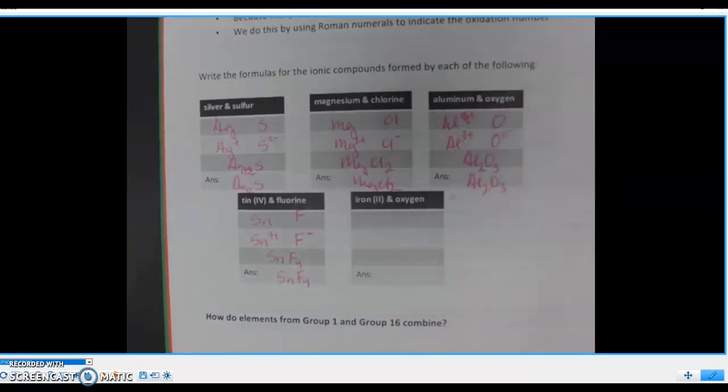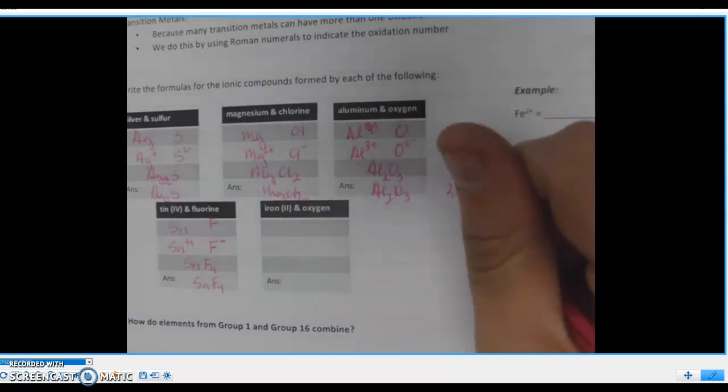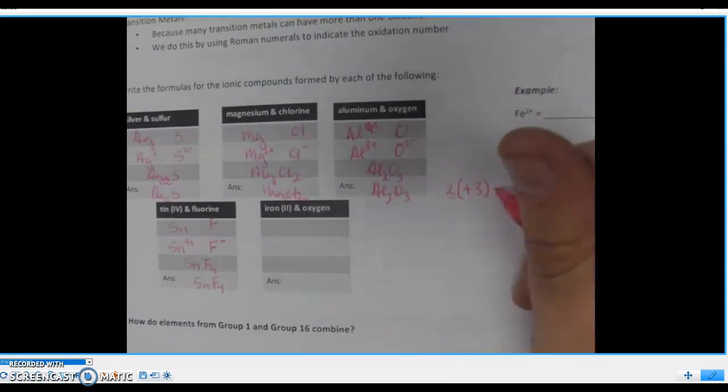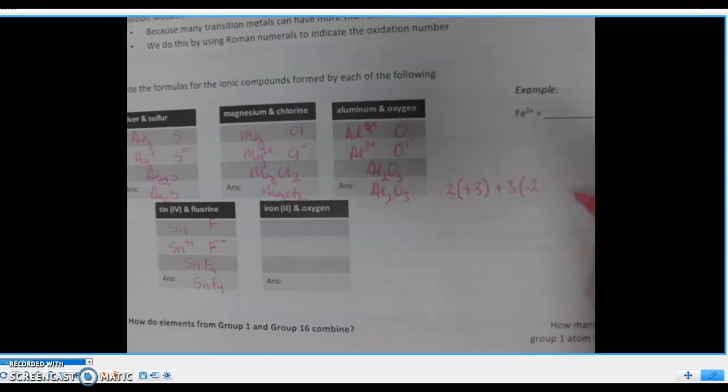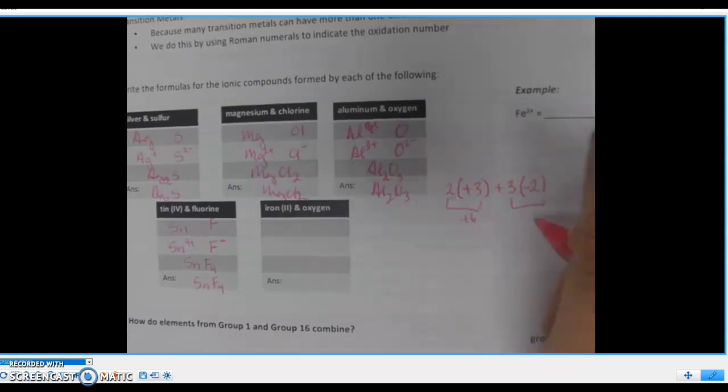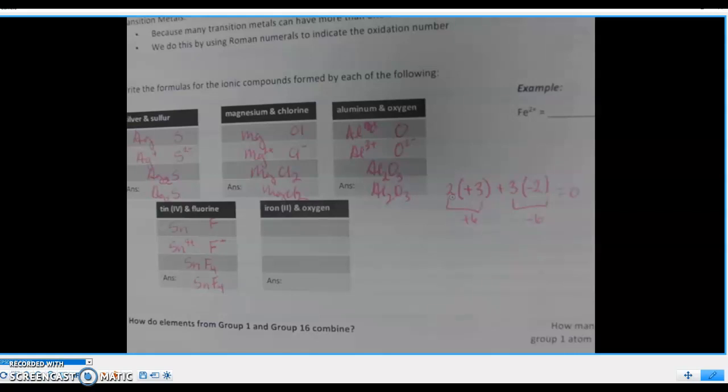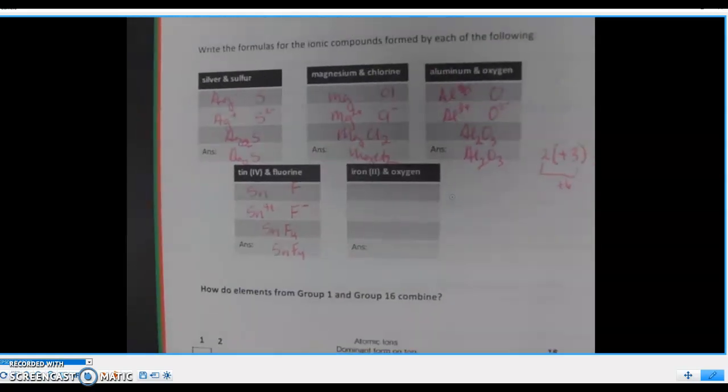Notice that it's electrostatically neutral. If I have 2 aluminum ions that each have a +3 charge, and those are ionically bonded to 3 oxygen ions, oxides, they each have a -2 charge. And so we have this +6 canceling with this -6, so that it's electrostatically neutral.